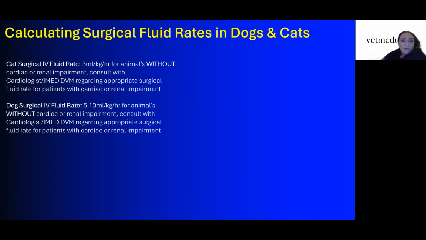Dog surgical fluid rate is 5 to 10 mils per kg per hour. These rates are very dependent upon their level of dehydration or level of hypovolemia before surgery, and if that's been addressed adequately. So 5 to 10 mils per kg per hour for animals without cardiac or renal impairment. Again, consult with a cardiologist or IMED DVM regarding appropriate surgical fluid rate for patients with cardiac or renal impairment.